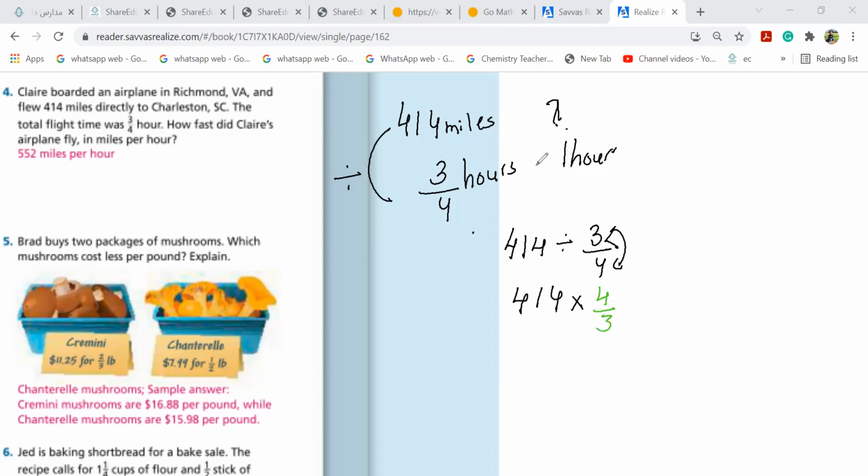4 over 3. This flips, yes, it interchanges. But miss, we can't multiply 4 over 3. The division becomes multiplication, and you flip this. 3 over 4 becomes 4 over 3.